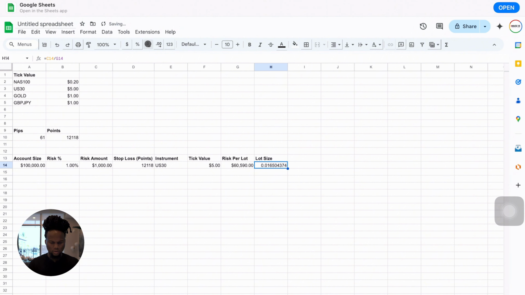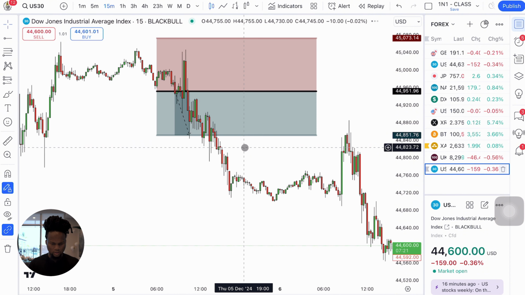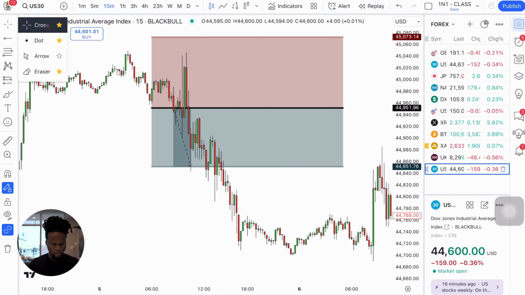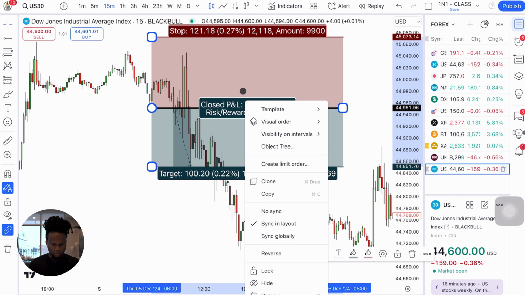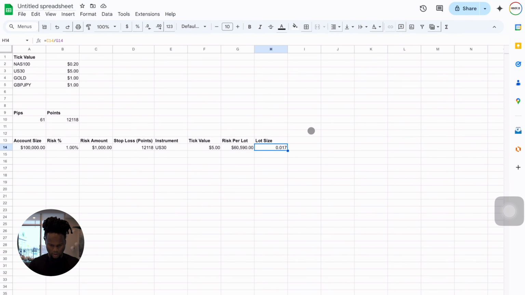Let me round it off to 2 decimal places. So it's 0.017. Let me just lower this a little. So 0.017, it would be like a 0.02. So you put in like 0.02 lots on the trade, right?